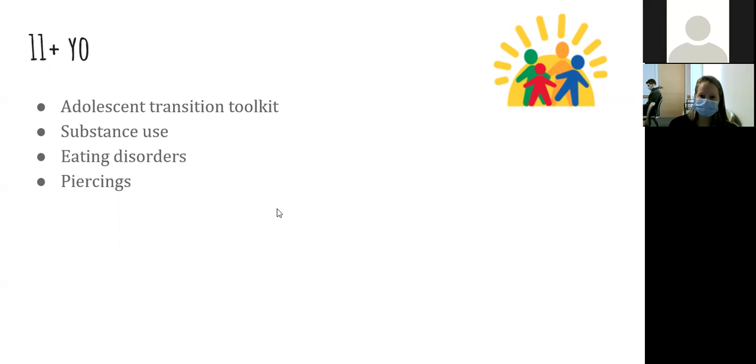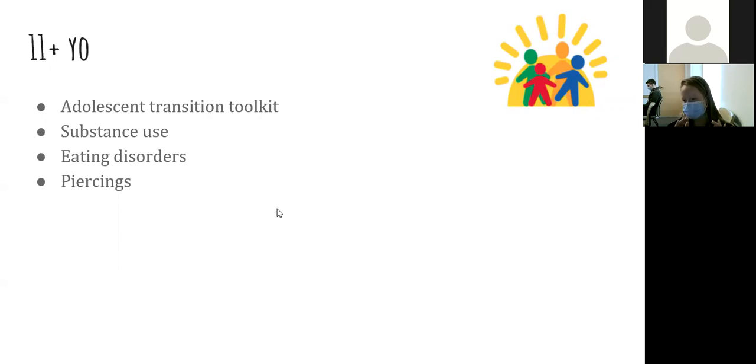The adolescent age group is, again, a really ripe time to talk about dental care. You are trying to prepare them for adulthood. So there is actually an adolescent transition toolkit that has a section on dental care that you can look at.